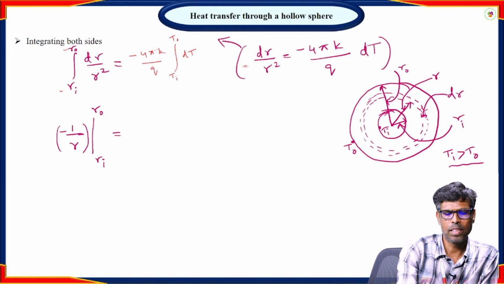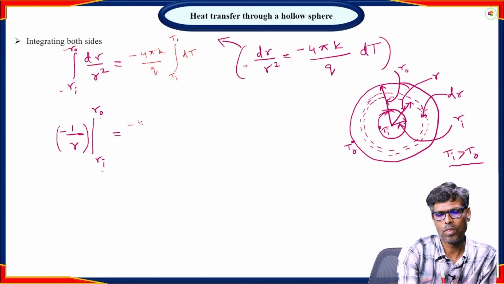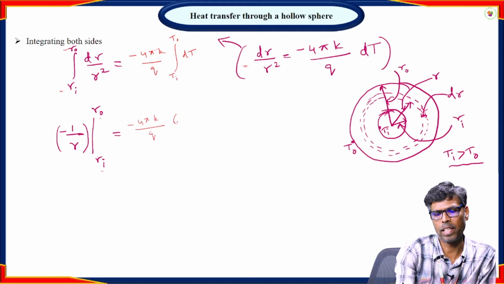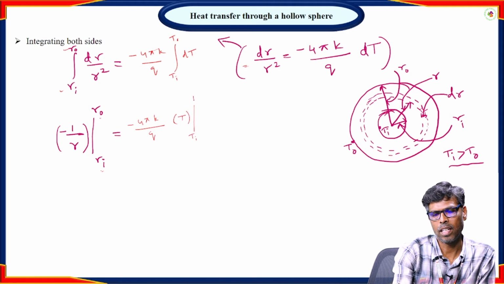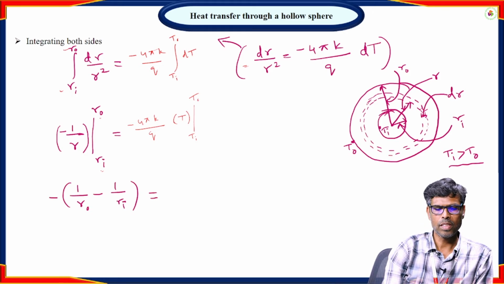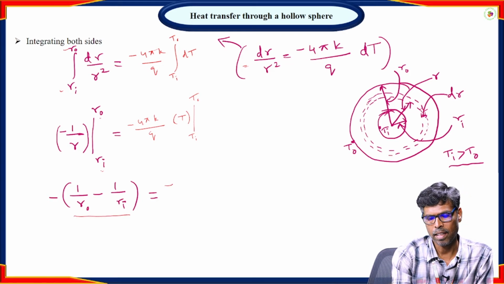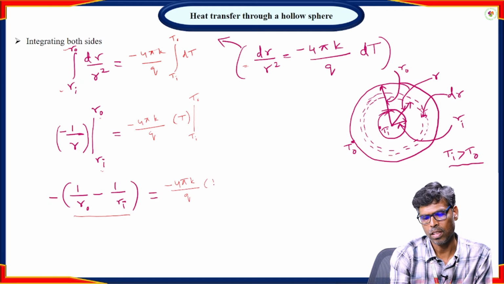After integration, left side minus 1 by r with the limits of Ri and Ro, and right side 4 pi k divided by q. Integration of dt is t. Lower limit is Ti, upper limit is To. After substituting the upper limits and lower limits, the left side term is this, and right side term is q is equal to To minus Ti.